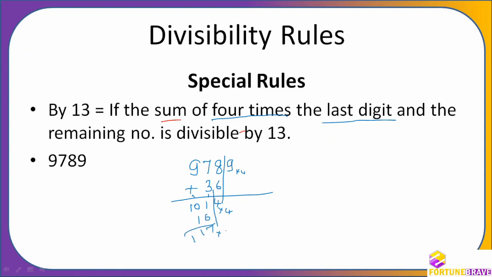Again 7 times 4 is 28, plus 11. 28 plus 11 is 39. 39 you know is divisible by 13, since 13 times 3 is 39. So 9789 is also divisible by 13.